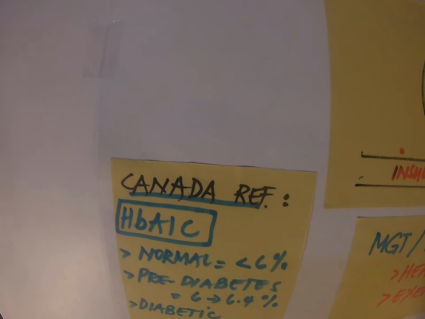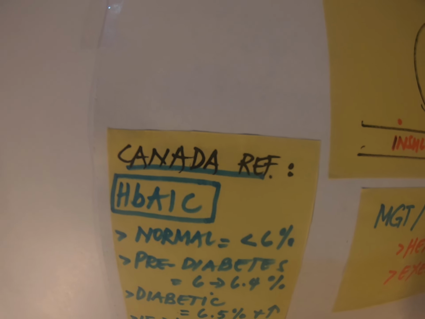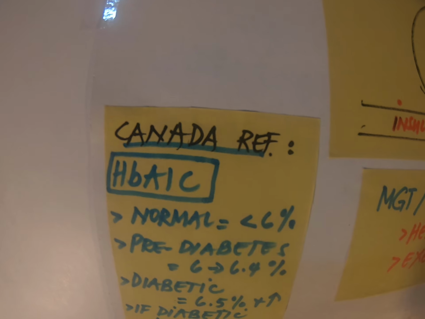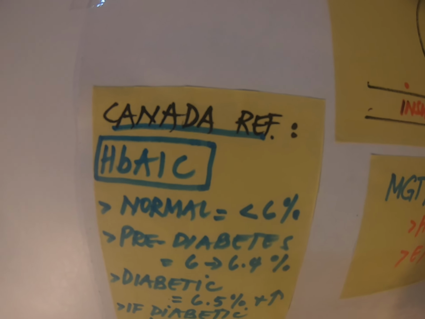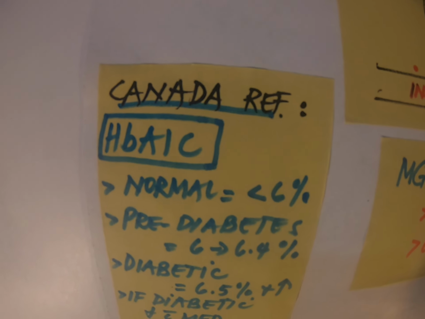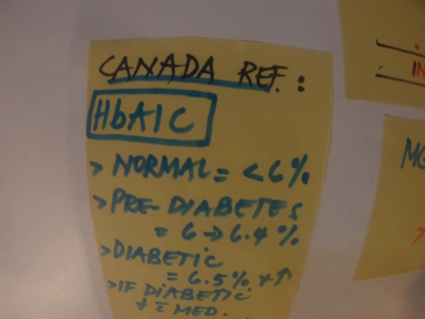Okay, I mentioned earlier about the hemoglobin A1C. This is the Canada reference. Hemoglobin A1C is the average blood sugar in the last 3 months. When the blood sugar goes to the bloodstream, it coats or glycates the hemoglobin, which is inside the red cell. And that is good for 3 months, so they can get an average for the 3 months for the blood sugar. Normal value is less than 6%.